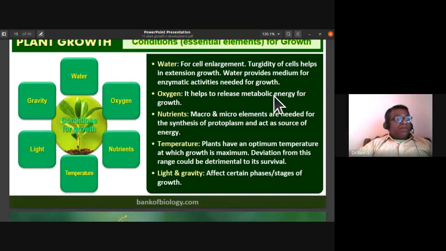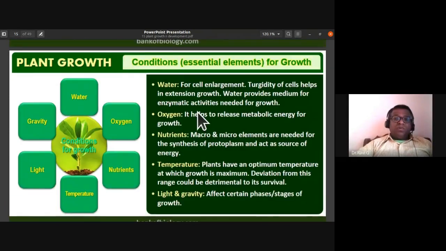The conditions which are required, the essential elements for growth: water is required for cell enlargement. Water is an important component. Nearly 70 to 80% of a cell is made up of water. Whenever the cells are turgid, it helps in growth. So turgidity of the cells helps in extension of growth.